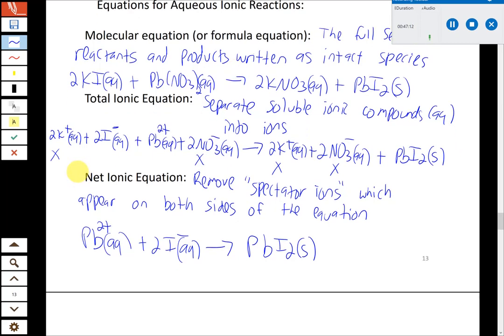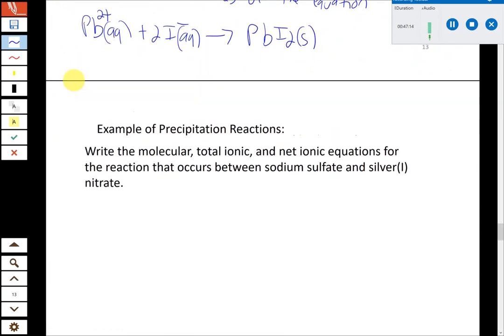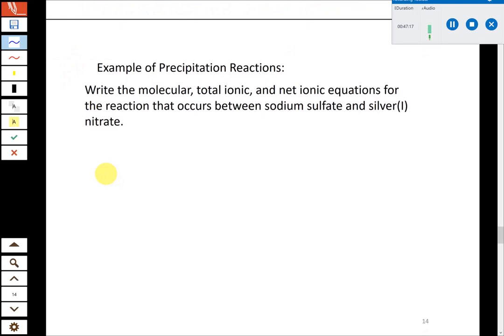Okay, so let's do some examples just to see how this works in some other contexts. We're going to write all 3 of these, molecular, total ionic, and net ionic equations, for the reaction that occurs between sodium sulfate and silver 1 nitrate.